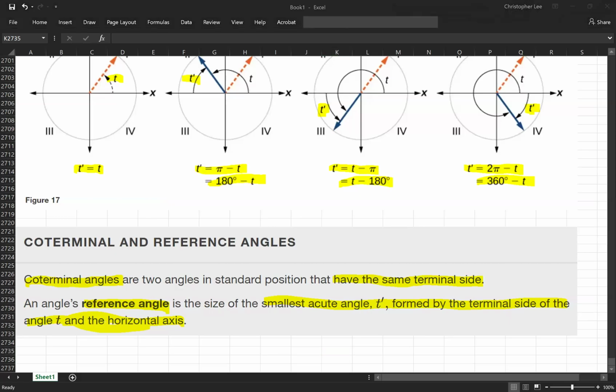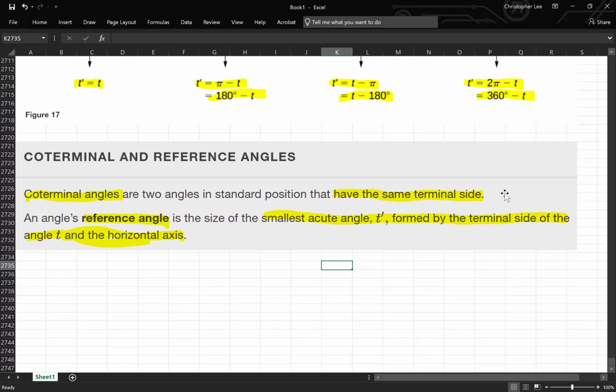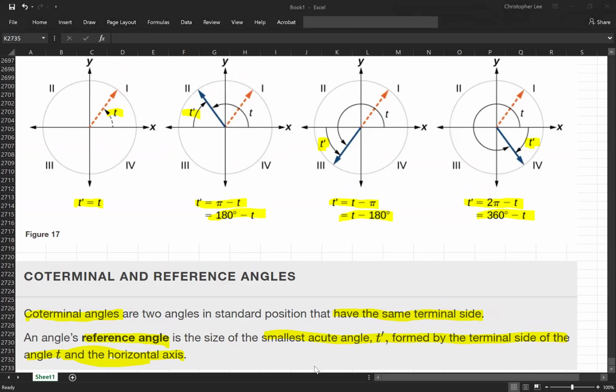Think about this angle as the initial angle. What I want is the angle between the terminal side and the horizontal axis, the x-axis, whatever angle that is. For example, you see how I have quadrant 4 right here? I have this angle T that goes all the way around and into quadrant 4. Cool. But the reference angle, the one I'm really interested in, is the other side, where the T prime is, all the way to the horizontal axis. That's the reference angle. That's really important. That's going to come in clutch.